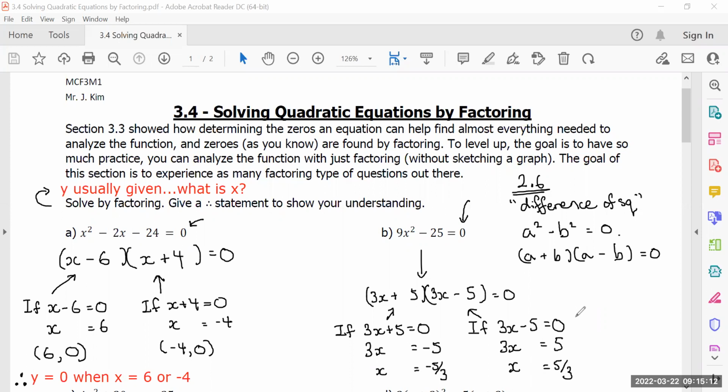You will see every single time. We're going to make sure the y value is a 0 and then factor. Y value is a 0, factor. Y value is a 0 and factor. Okay, and this is how you solve. Remember, the whole point was to get that x value. What is that x value?